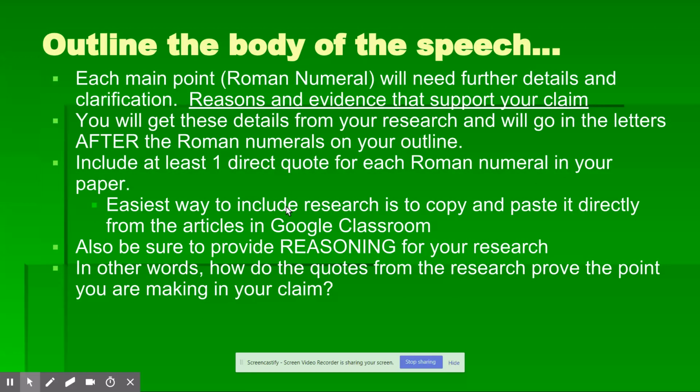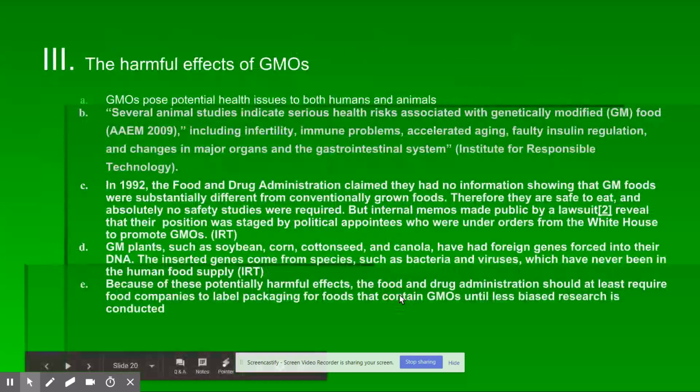Okay, now after that, there will be letters. So after each Roman numeral, you'll have some letters and you're going to need some further details and clarification. So this should be reasons and evidence that support your claim. And you're going to get this from your research. So in the letters underneath each Roman numeral, you should have some direct quotes. And the easiest way to do this is just go to your research articles in Google and then copy and paste good quotes in underneath the Roman numerals that support that topic. Okay, be sure to also provide some reasoning. Explain how those quotes support what you're trying to say in your speech. So let's take a look at an example.